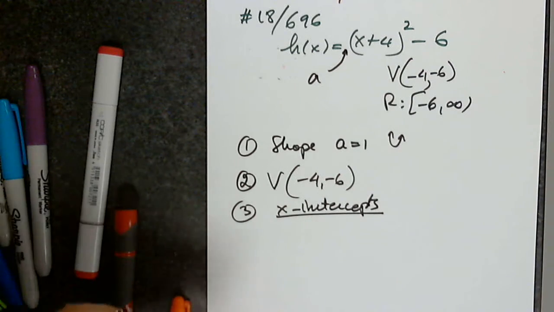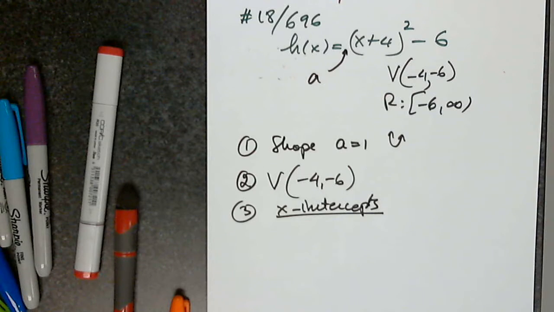But first I want to think and see if they exist. I don't want to waste my time. So one more time, we started with x squared, we moved it to your left 4 and down 6. Does the graph cross the x-axis? Should I look for x-intercepts or not? Yes, because the minimum is negative. If the minimum would have been a positive number, then the graph would have not touched the x-axis.